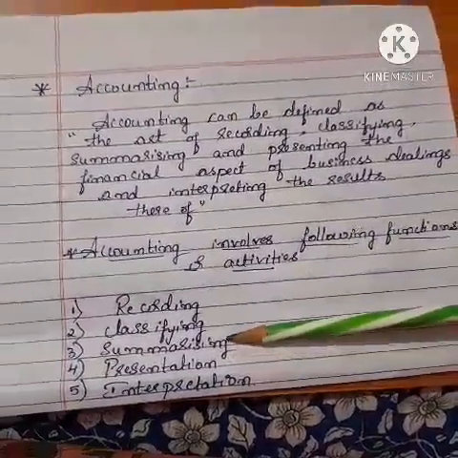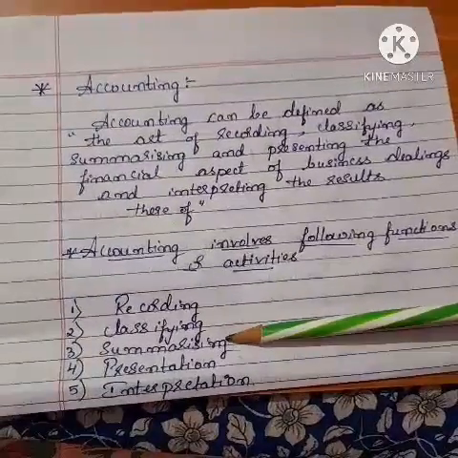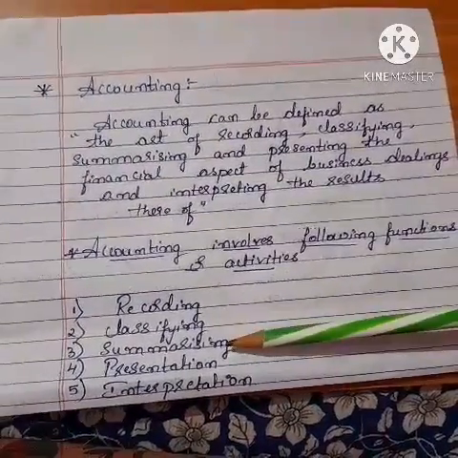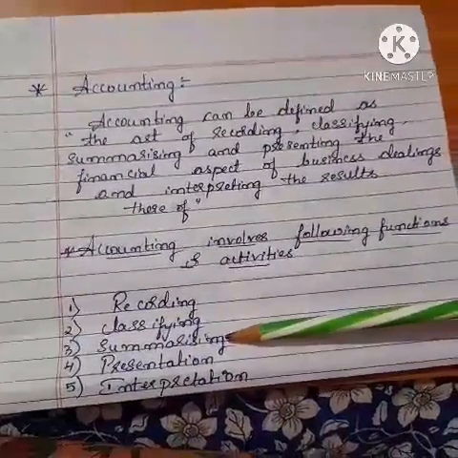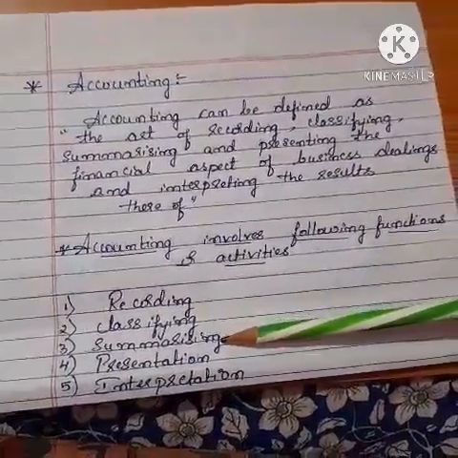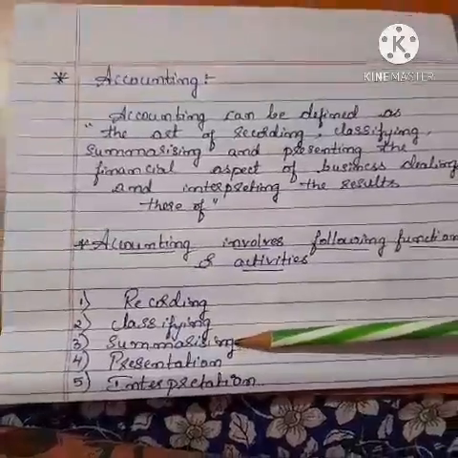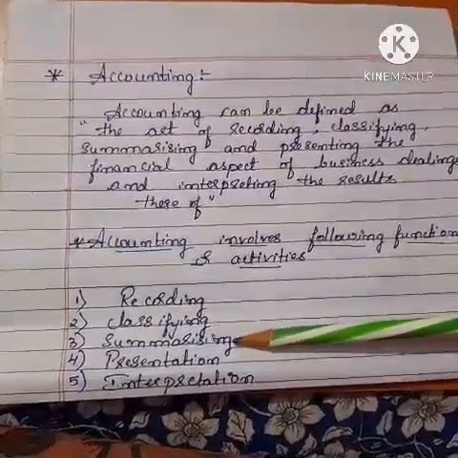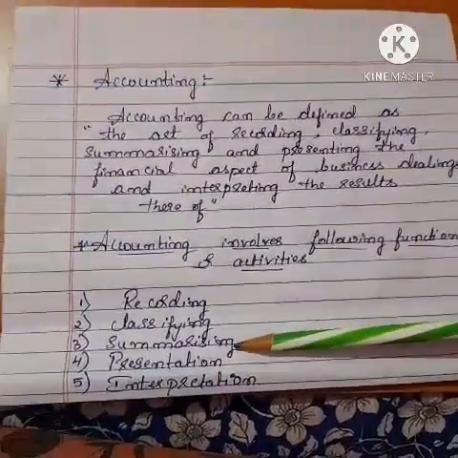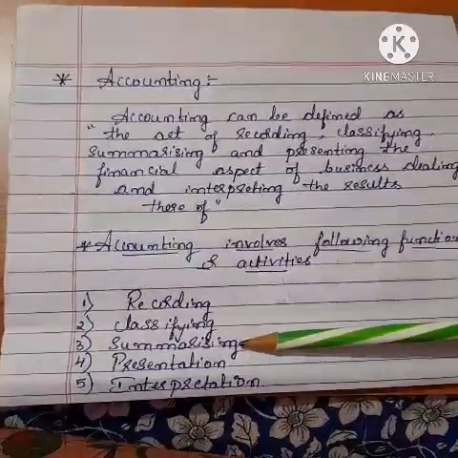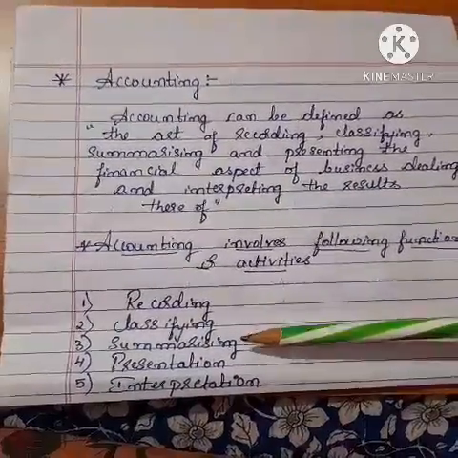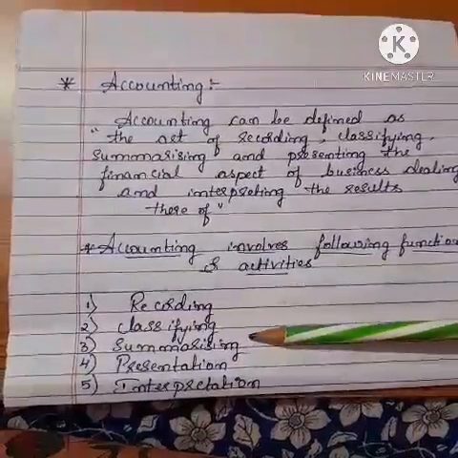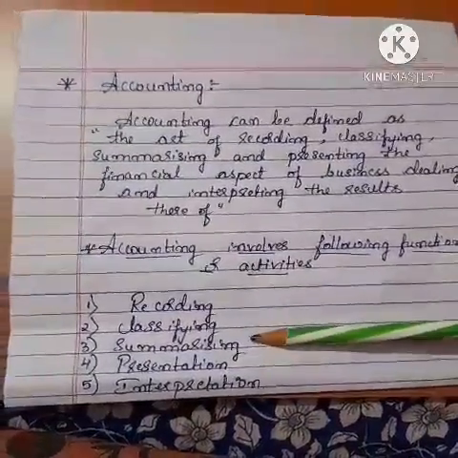And next one, summarizing. Summarizing is the process of preparing the trial balance and final accounts of a year to ascertain the profit or loss and to present the financial position of a business on a specified date. So here we are going to prepare a trial balance and final accounts of a year, where we ascertain the profits and losses, and it is presented as the financial position of a business on a specified date. For a specified date, we are going to summarize here.